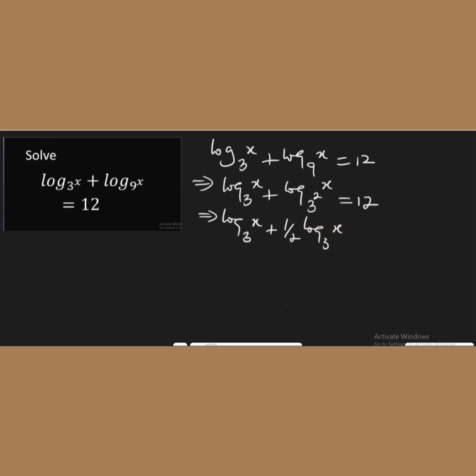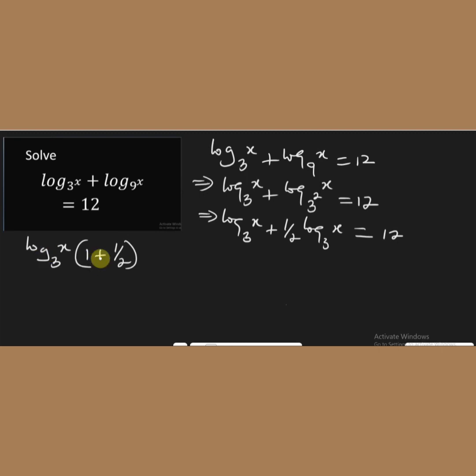Now this is equal to 12. So you can see log 3 raised to the power of x is here and also here. So it means it's a common factor. I'm going to factorize this logarithmic expression. So doing that, this becomes log 3 raised to the power of x. I'll put brackets. Then 1 will be here plus, then half will be here.